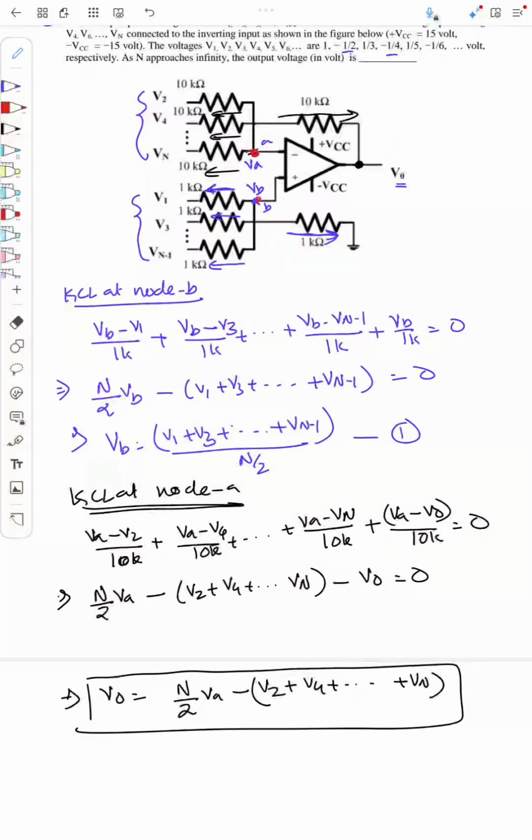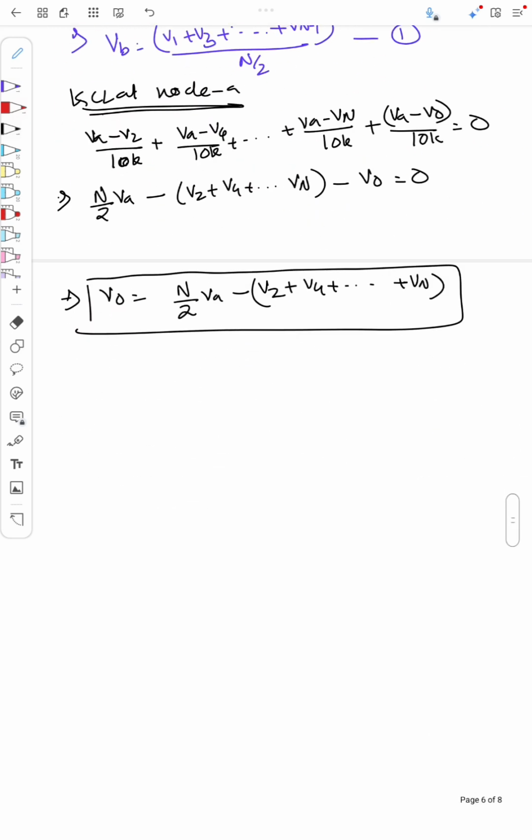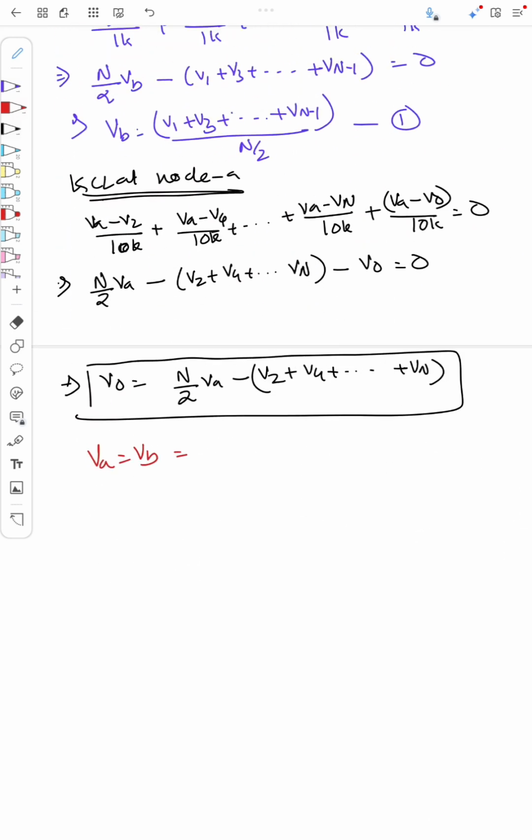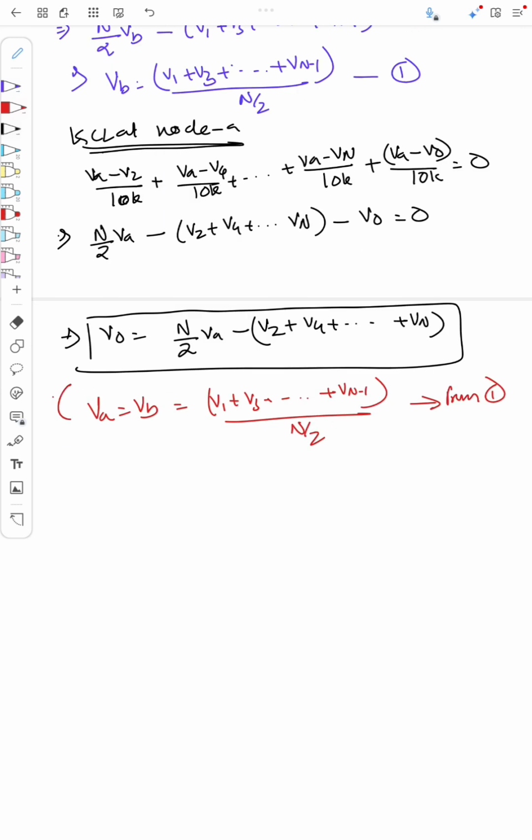Okay, now we know that since it's a negative feedback, this voltage VA will be equal to VB, right? So VA is equal to VB, which from equation 1 is V1 plus V3 plus etc. plus Vn minus 1 by n by 2. So I can substitute this in V0. So what happens to V0?